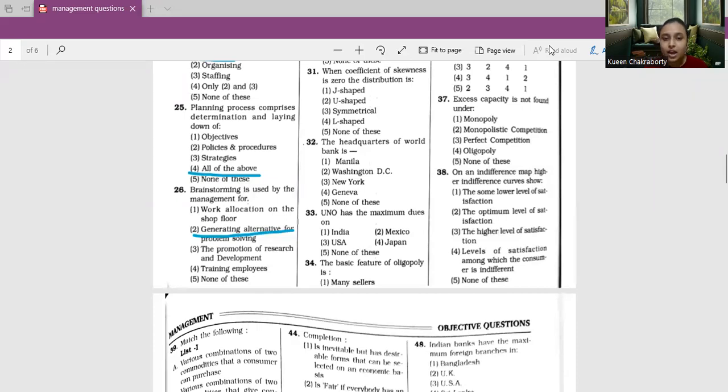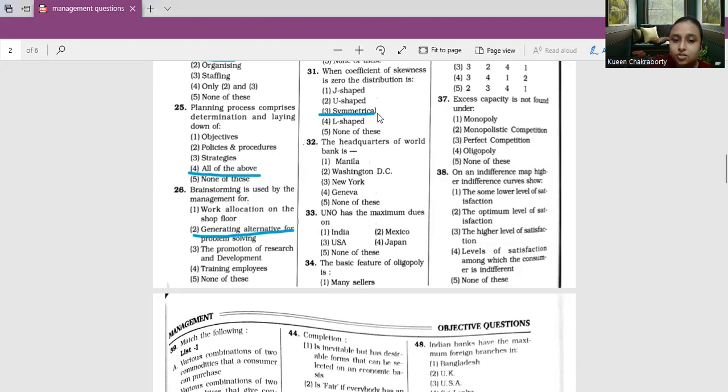Now, the question for question number 31 is, when coefficient of skewness is 0, the distribution is J-shaped, U-shaped, symmetrical, L-shaped, or none of these. If you are thorough with the concept of skewness, you might know that the coefficient of skewness is a measure of symmetry of a distribution. For symmetric distributions, the coefficient of skewness is always 0, right? So the correct answer is symmetrical, which is option number 3.